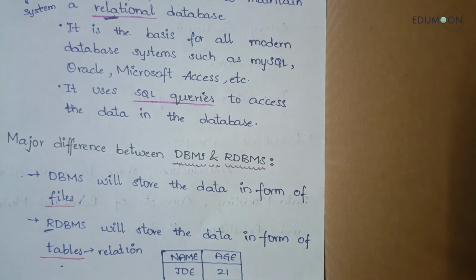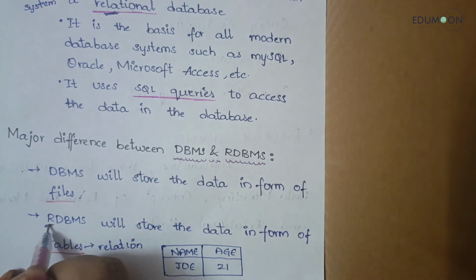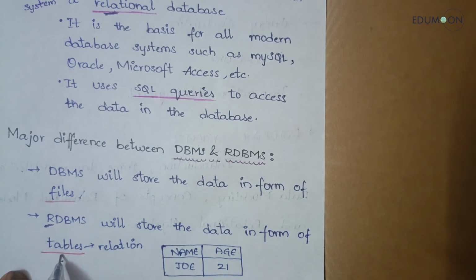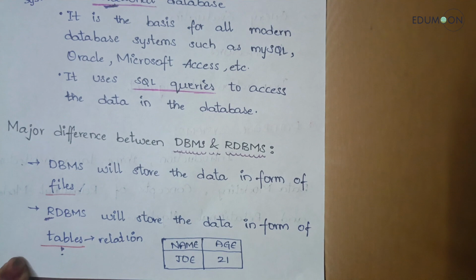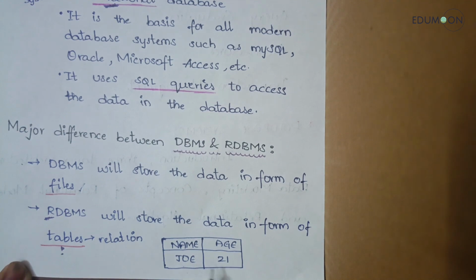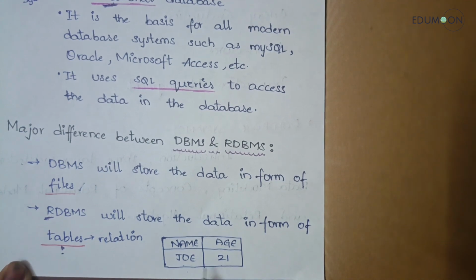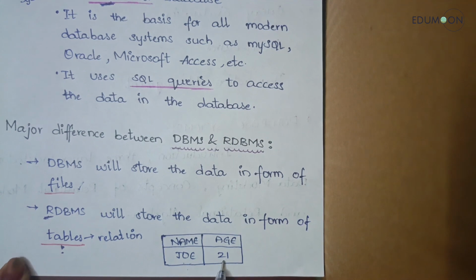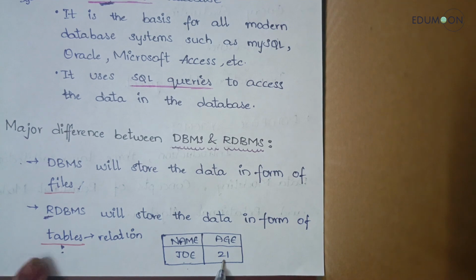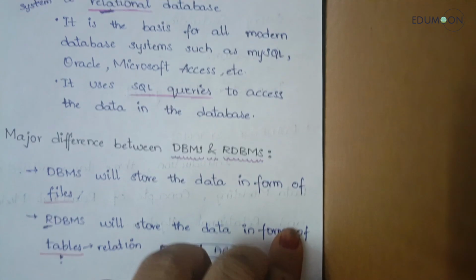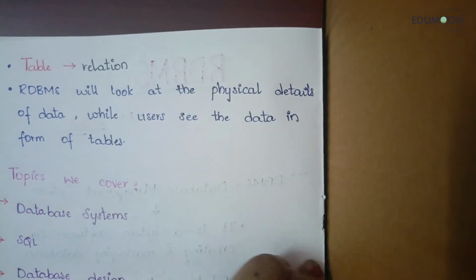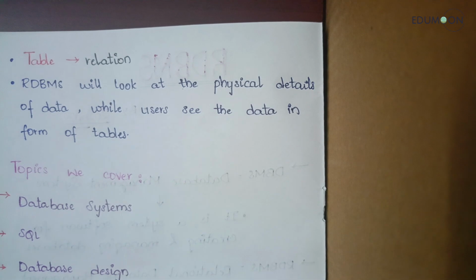Whereas in RDBMS, as I have already told you, R means relation. Here the data is formed in form of tables. You can see the table here. I have two data types, a name and their age, and these are stored in form of tables. So in RDBMS, we can say that table means a relation.